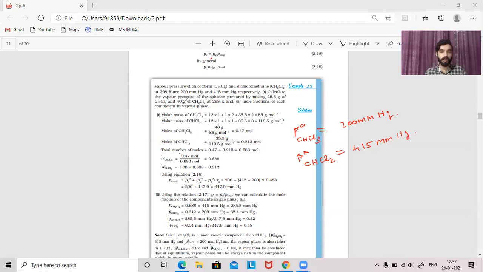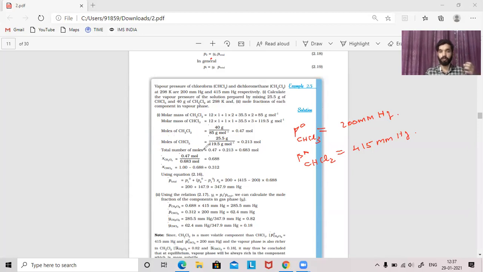And what is the question? Calculate the vapor pressure of solution prepared by mixing 25.5 grams of chloroform and 40 grams of CH2Cl2. Okay, so we have to find the total vapor pressure.